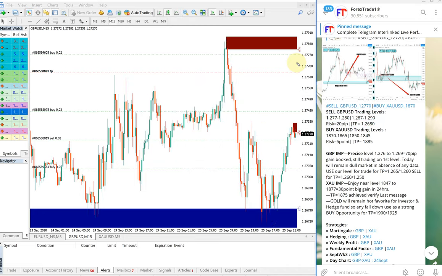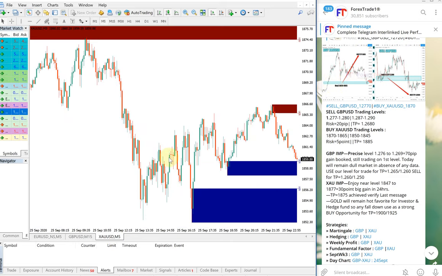And now we will see how our XAUUSD signal performed, which is how the gold signal performed. This is the gold chart. Gold is a buy, XAUUSD. You can see gold also performed precisely from the given range.